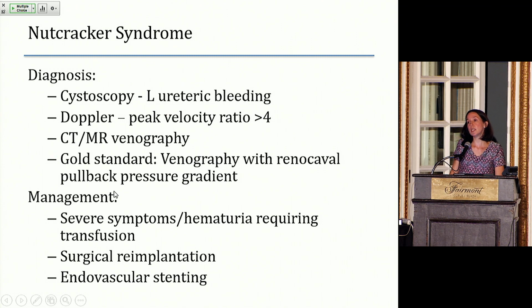For the most part, it's symptomatic management, and the vast majority of patients don't require intervention. But for those who have severe symptoms or hematuria to the degree that they require transfusion, there are a few reports in the surgical literature about doing reimplantation or even endovascular stenting to try to relieve this syndrome.